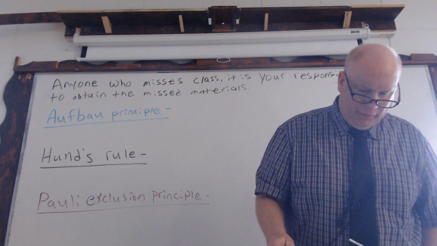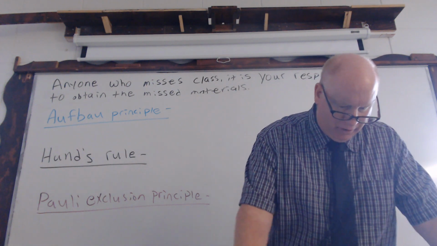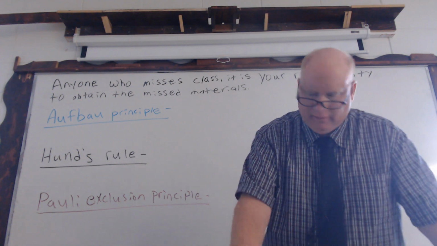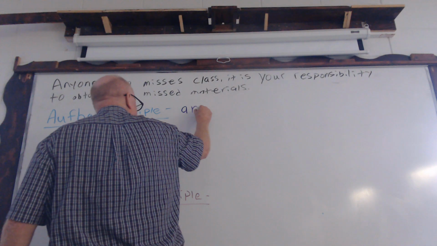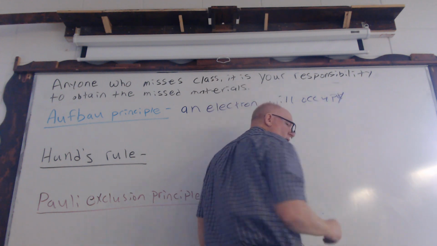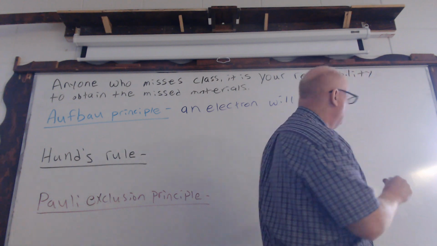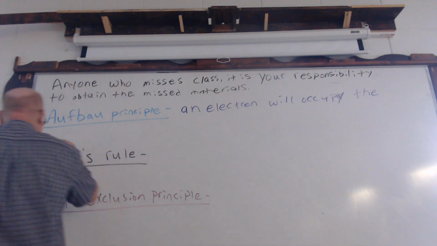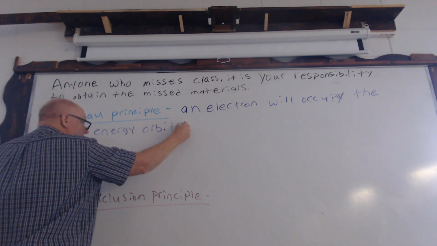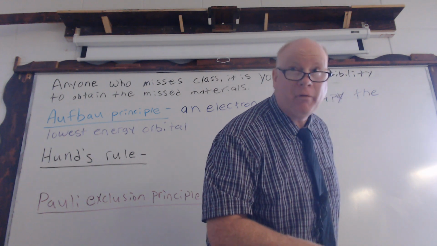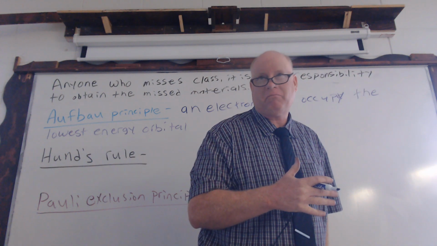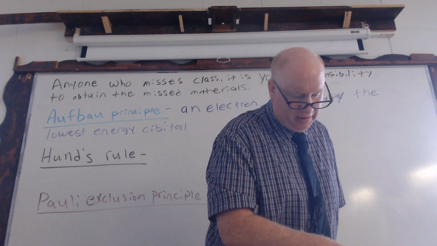The first rule shows the order in which electrons occupy orbitals according to the Aufbau principle. An electron occupies the lowest energy orbital that can receive it. So in specific terms, an electron will occupy the lowest energy orbital that can receive it, I think is what it says. If you look around, certain people have a book too, but this is where this content comes from.